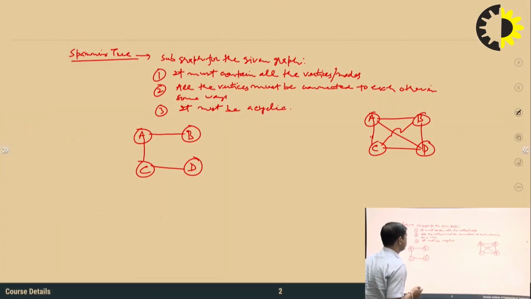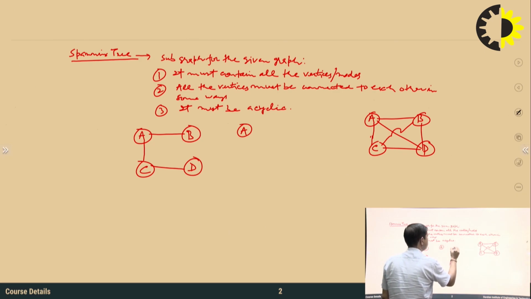And what is the meaning of cycle? If we start from node A, then following any path I should not be able to reach node A again. Okay.